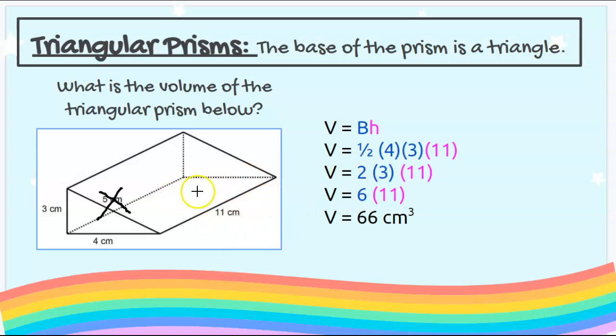What I like to do when I'm thinking, what is the height of the prism, how long is this prism, is usually write that in first. I'll write the 11 first. And then you just solve it out. So 4 times 3 is 12.